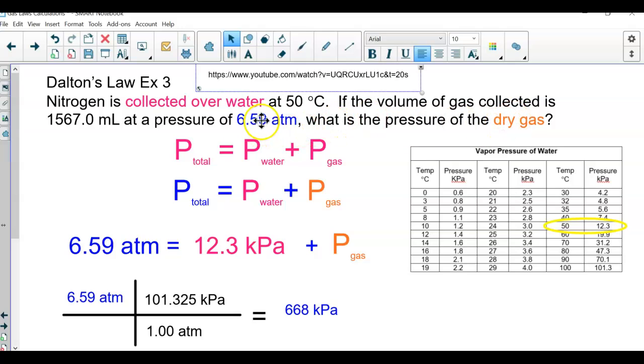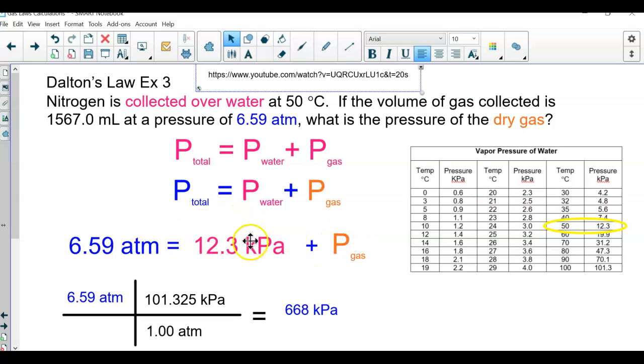It gives us the total pressure. How do I know this is total pressure and not dry gas? Because it tells me I'm solving for dry gas. So I'm going to put in my 6.58 atmospheres of pressure into my P total. And then I'm going to figure out my P gas.